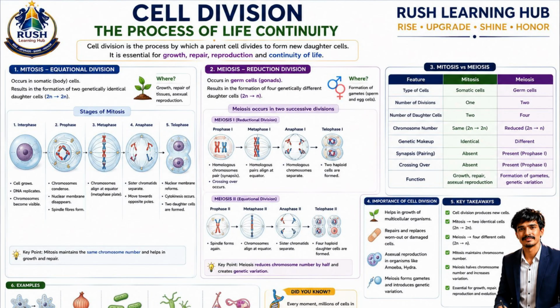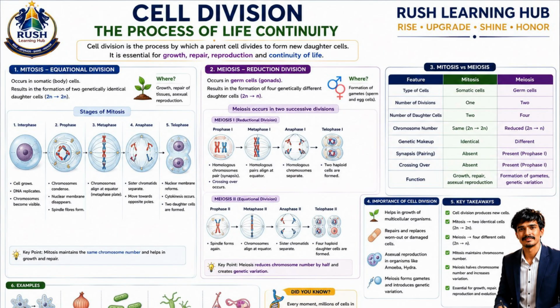During mitosis, one parent cell divides to form two daughter cells. An important feature of mitosis is that both daughter cells are genetically identical to the parent cell. The chromosome number also remains unchanged. For example, if the parent cell contains 46 chromosomes, each daughter cell will also contain 46 chromosomes. This is why mitosis is called equational division.